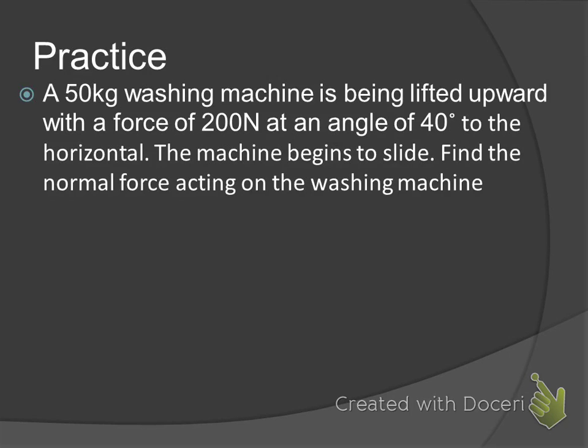Okay, a 50 kilogram washing machine is being lifted upward with a force of 200 newtons at an angle of 40 degrees. So it's not lifting purely upward, they're pulling at it from an upward angle. Okay, 40 degrees. The machine begins to slide. That's an important word there. Begins to slide. Find the normal force acting on the washing machine. So why don't you go ahead and start trying to put together your free body diagram.